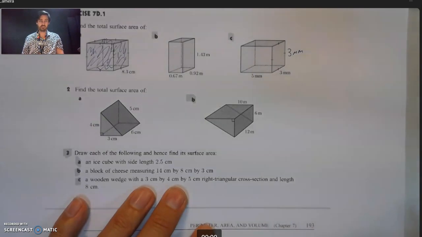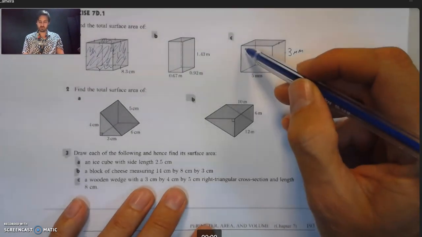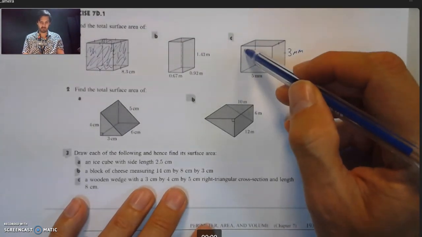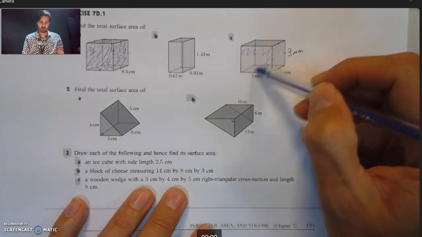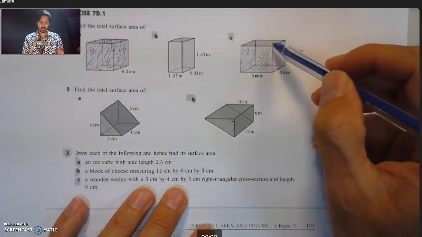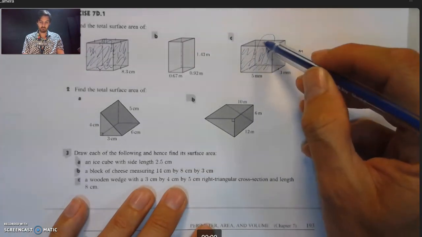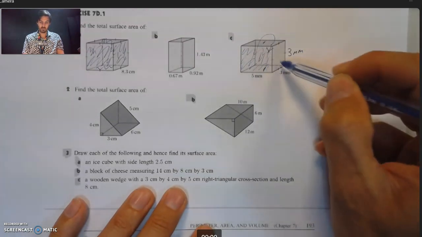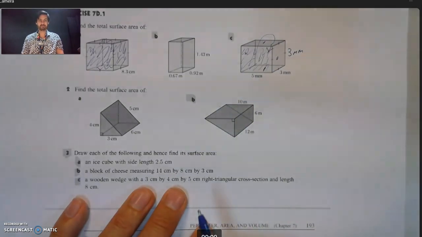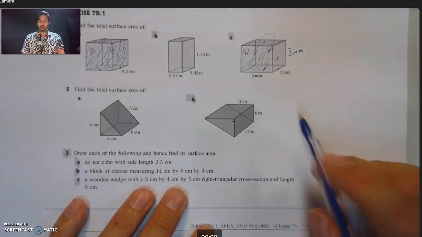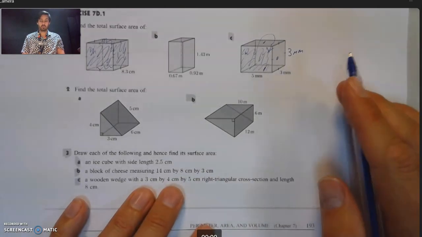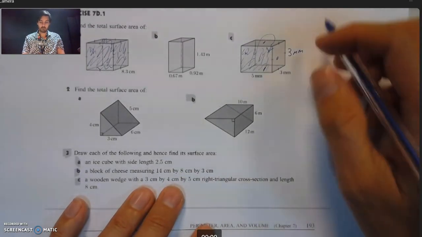Okay, so how do we start? It doesn't really matter where you start, but when dealing with these rectangular prisms I like to think of it as front and back, top and bottom, and side and side. And I'm going to work in pairs that way.